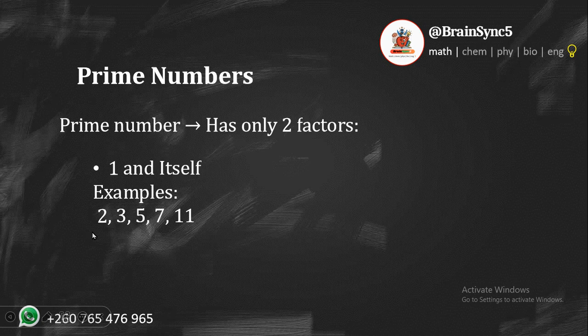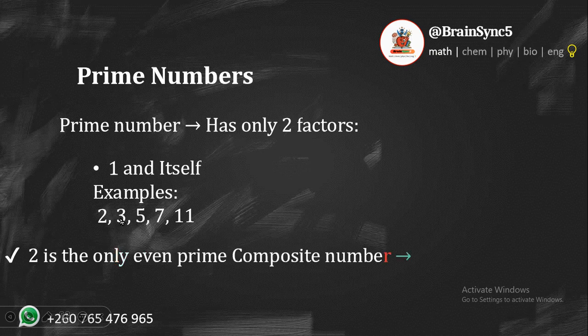So we are just talking about numbers that can go into a number, just two numbers: the number itself and 1. So 2 is the only even prime number, because a prime number cannot have more than 2 factors. You understand? So now that you have understood this, I can move on, right?